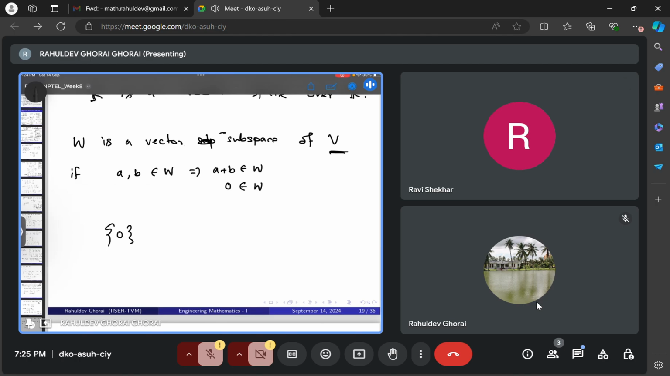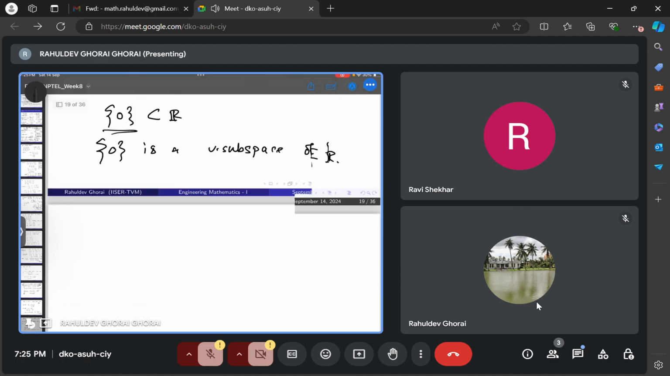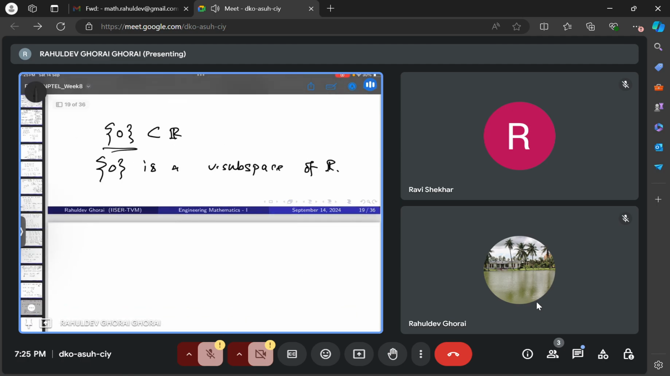0 is a set. This is a subset of R, right? R is a vector space, and here you see 0 is a vector space also. So we'll say 0 is a vector subspace of R. Let me give you another example.